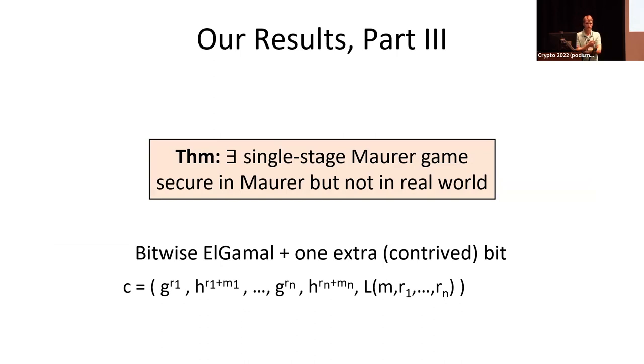You just encrypt your message bitwise with Elgamal, and then add one additional bit of leakage. This leakage bit is contrived, but the normal way we model leakage resilience in crypto is to allow the leakage function to be adversarial. So this is a relatively uncontrived scheme, and it works in Maurer's model, but is nevertheless uninstantiable.